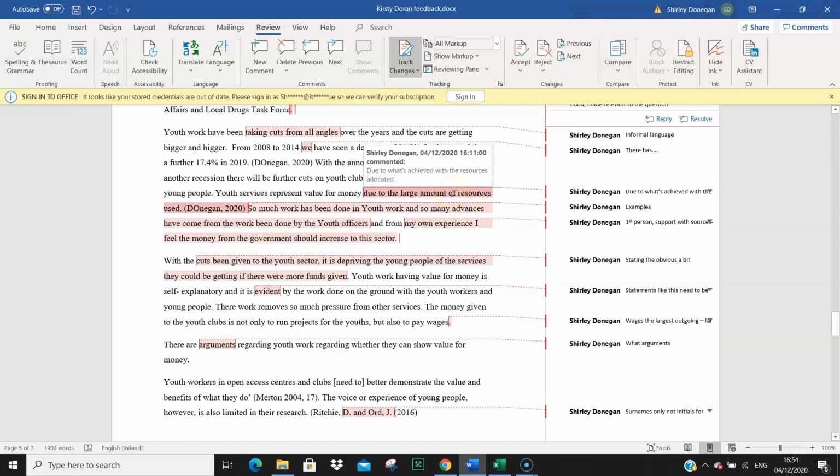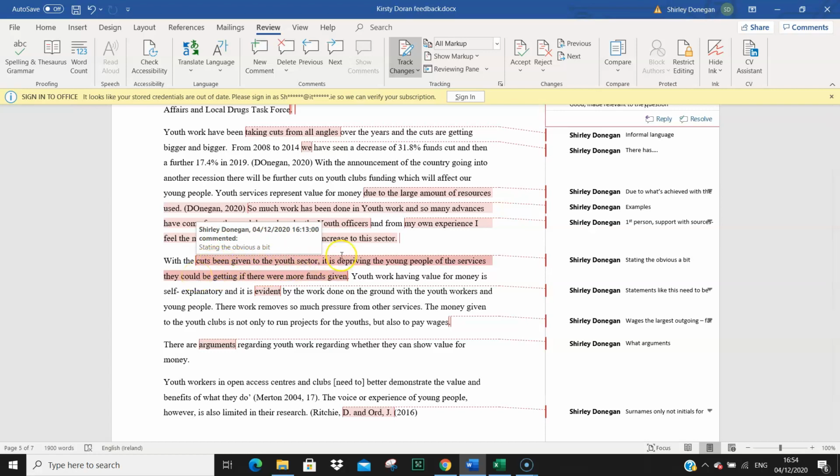So rather than due to the large amounts of resources used, because that sounds like money wasted, you might say due to what is achieved with the resources allocated. If you're saying so much work has been done in youth work and by youth officers, then give examples to qualify that statement. And the same here when you say, I feel that the government should increase this sector. So funding needs to be increased to this sector because why, and give reasons why it would have an impact. So here, cuts being given to the sector, it's depriving young people of what they could be getting if there wasn't cuts given.